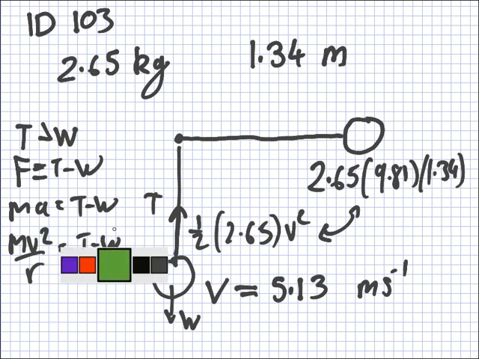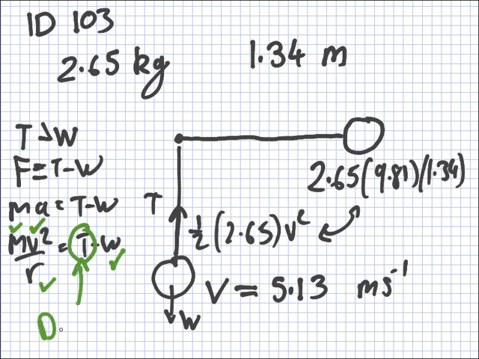Now let's just recap. Do we know W? Yes. Do we know the radius? Yes. Do we know the mass? Yes. Now, do we know the v? Yes. So we could easily find the T, and we're done.